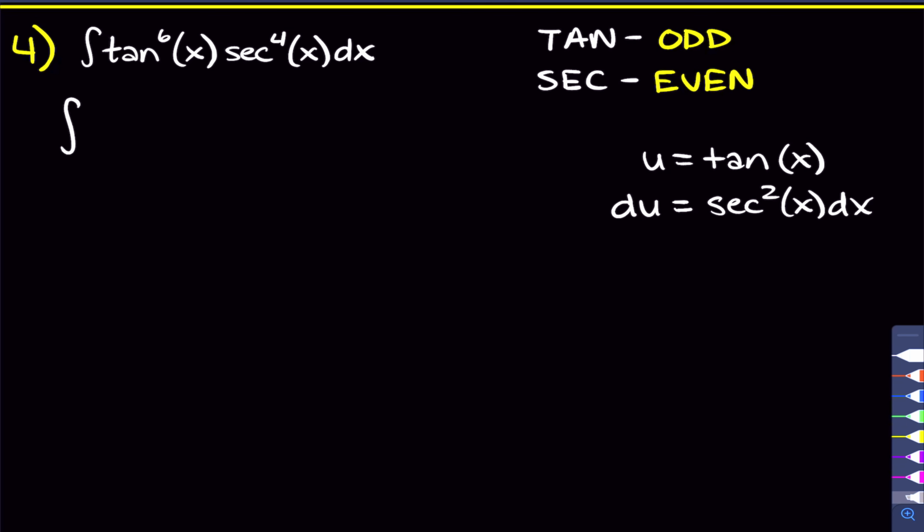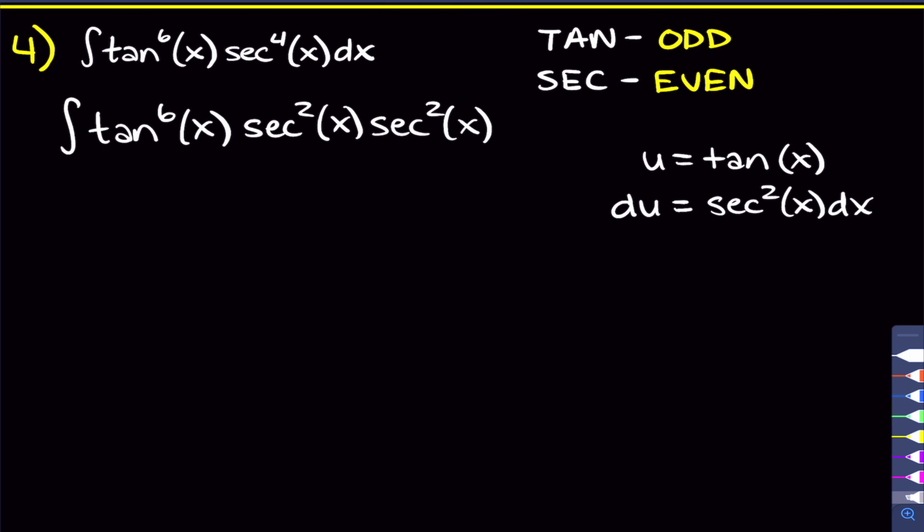Okay, so we can do that by splitting up the secant. We have a secant to the 4th here, and we can write that as secant squared times another secant squared. Now we've got this secant squared of x dx getting covered by the du, and then this other secant squared, we've got to convert that to tangents. And how do we do that? Well, there's another trig identity that you need to know for that, but you don't need to memorize it.